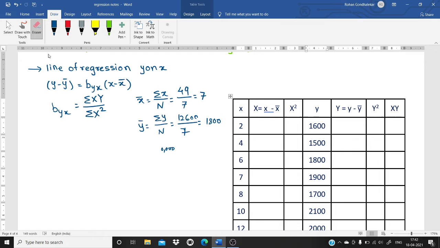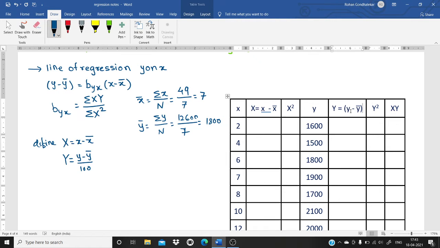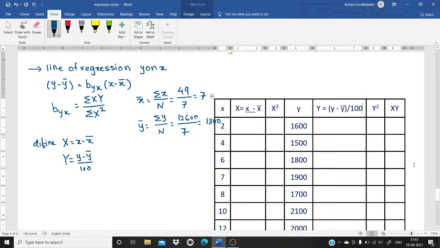Yeah. So I'm getting the differences minus 200, minus 100, minus 300 and so on. So what I do, I define capital X as x minus x bar. But capital Y will be defined as y minus y bar divided by 100. So when we divide, we add up here. I'll just correct this. I put a bracket here and divided by 100. Fine.